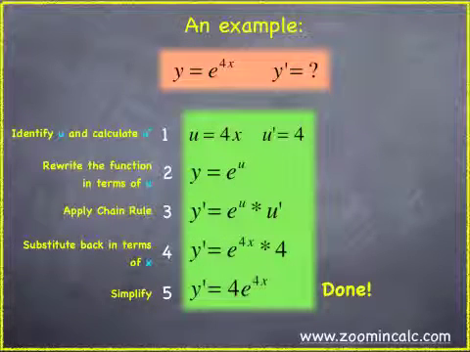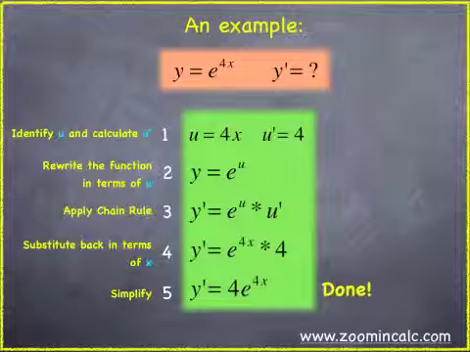Okay, so here's an exponential example. We have a function e to the 4x. We want to take the derivative and we want to use chain rule. When you have an exponential, typically you want to select the exponent as u. This is different than the original example I did when I explained chain rule. So u is equal to 4x. U prime is just 4.